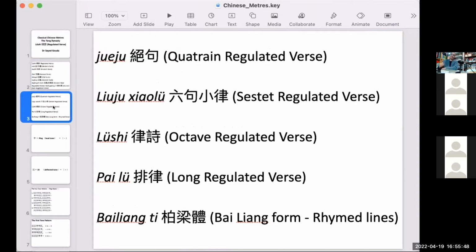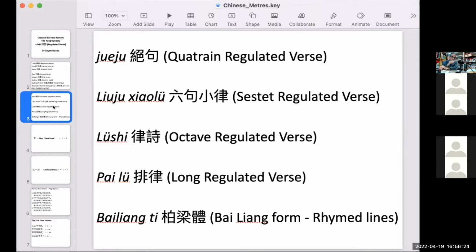So the form of the poem in the Tang Dynasty changed or took different names according to the length of the poem. If the poem is four lines, then it's called Jueju, quatrain regulated verse. If it's six lines, meaning sestet, then it's Liu-ju Xiao-li. Or octave, meaning eight lines. Usually it's eight lines. The regulated verse usually comes in octave.